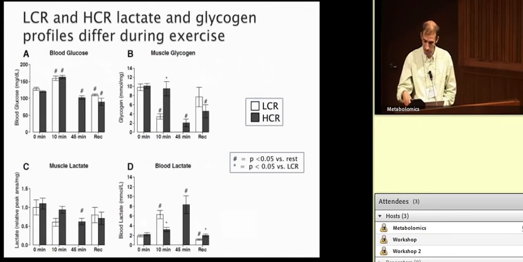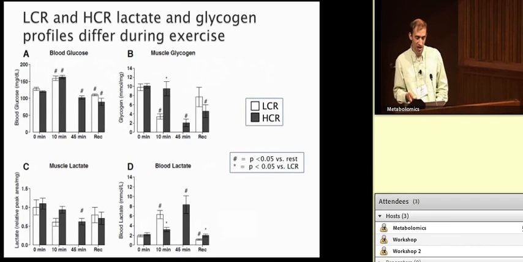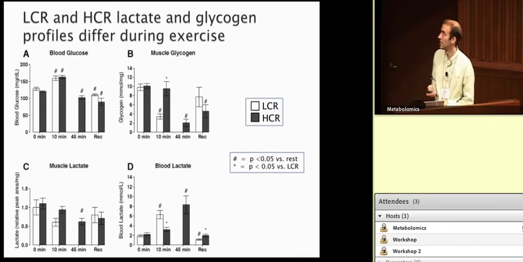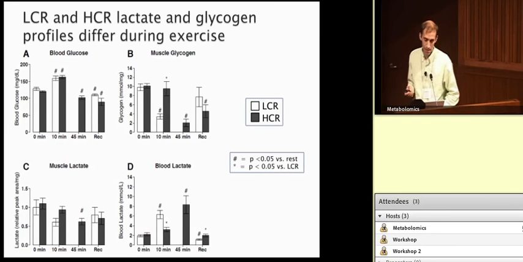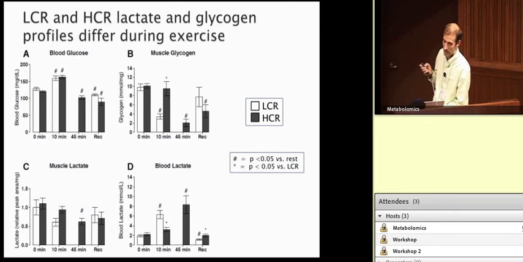And so what do we find? Well, we find there are alterations in critical metabolites. So we measured blood glucose, both using metabolomics and other conventional assays, and we find that at 10 minutes, both LCR and HCR have elevated blood glucose, but there really aren't significant differences between LCR and HCR in terms of their glucose profile during exercise, except that the HCRs drop back down to lower levels at 45 minutes.